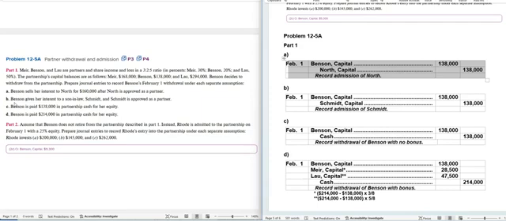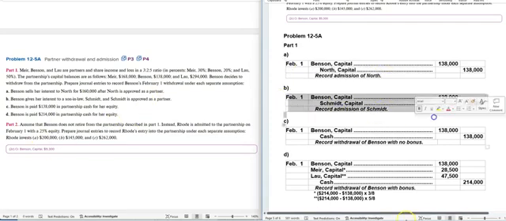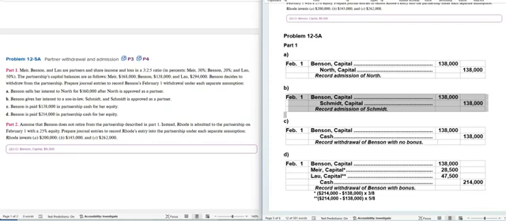In the second scenario, instead, let's assume Benson gives her interest to a son-in-law, Schmidt, and Schmidt is approved as a partner. Again, the only transaction occurring within the partnership is that there's a new partner replacing Benson. So the only thing we need to do is transfer Benson's capital into Schmidt's capital. So again, we are going to decrease Benson's capital with a debit and increase Schmidt's capital account with a credit.